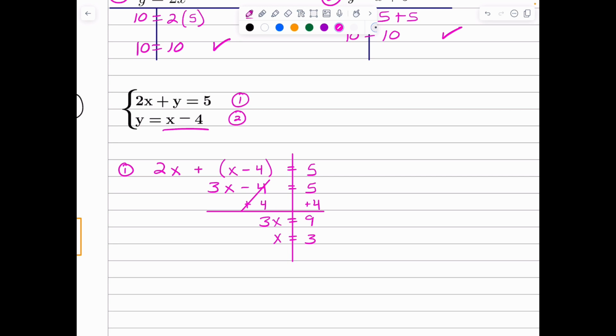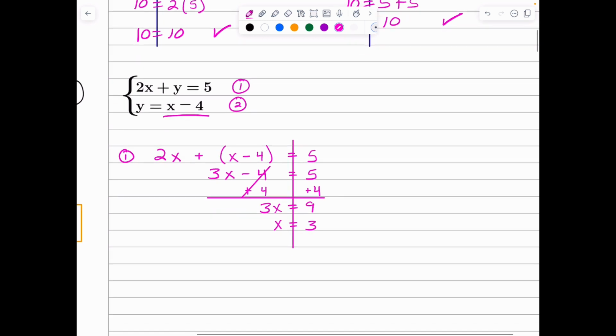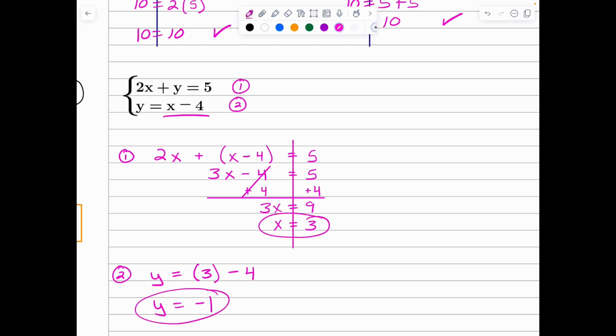So here I have my x, and in order to find y, I'm going to need to plug that into one of the equations. I'm going to choose equation number 2. I'll plug in 3 in place of x. And I have y is equal to -1. So now that I have my x and my y, I bring it all together. My solution is going to be 3, -1.